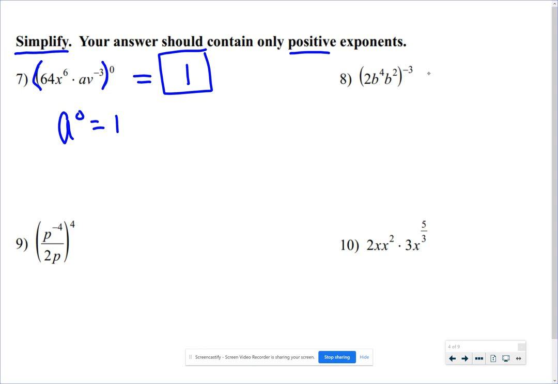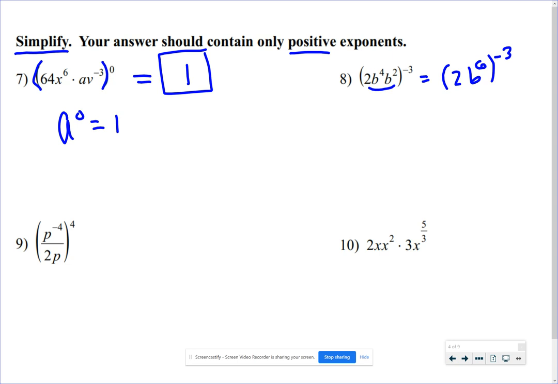Problem number 8, I'm going to do some simplifying inside first. I can put those b's together. I've got 4 and 2 more, so I have b to the 6th power. So 2b to the 6th power, 4 plus 2 is 6, and then that's raised to the negative 3 power.